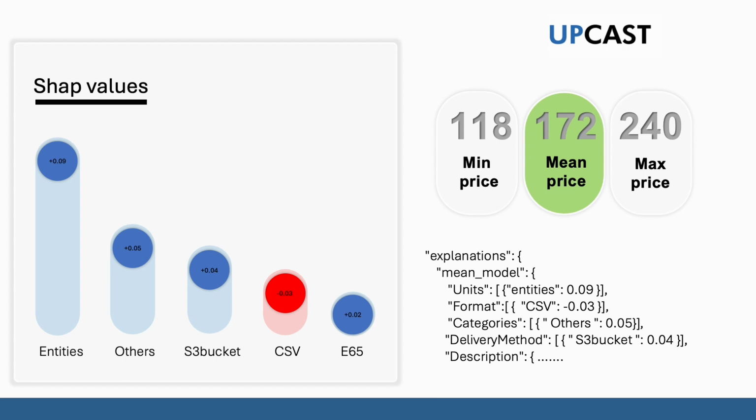For example, here it can be seen that when the value of the units metadata field is equal to entities, it has a positive SHAP value which marginally explains the price increase. However, when the format is equal to CSV, then there is a negative SHAP value and can explain to a certain extent the decrease in the estimated price.